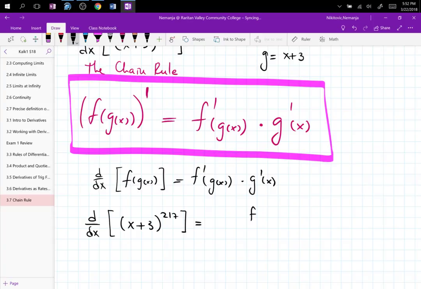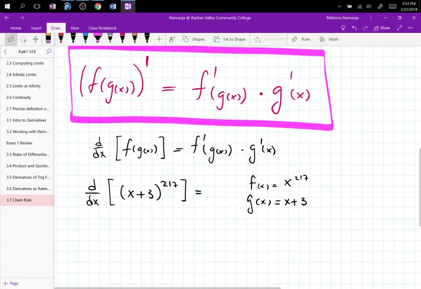So this is what I'm going to do. I know that the outer function, f of x, is x to the 217. And the inner function, g, is x plus 3. So what I'm going to do is, in my mind's eye, I am going to replace this with x. And look what I have. I just have to worry about the derivative of x to the 217. And that's very simple, right? You drop 217 in front and subtract 1 from the exponent.